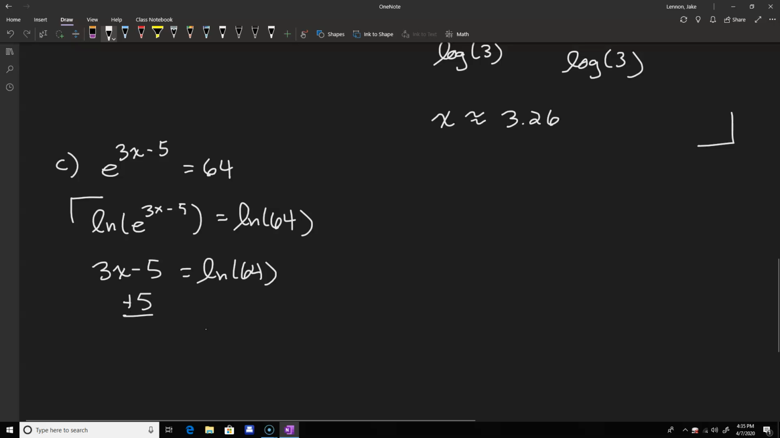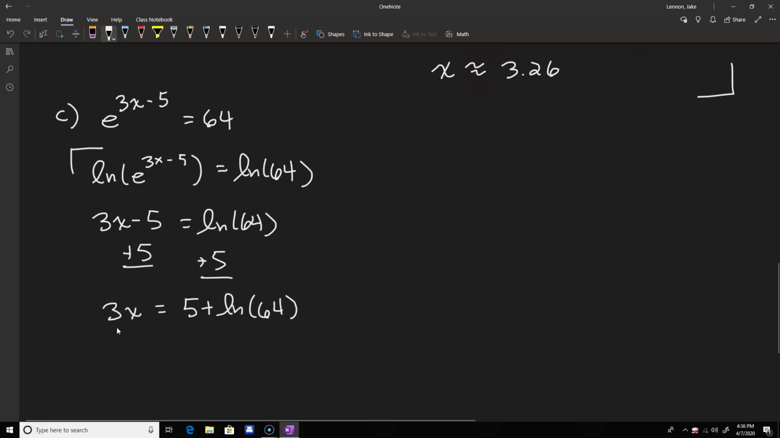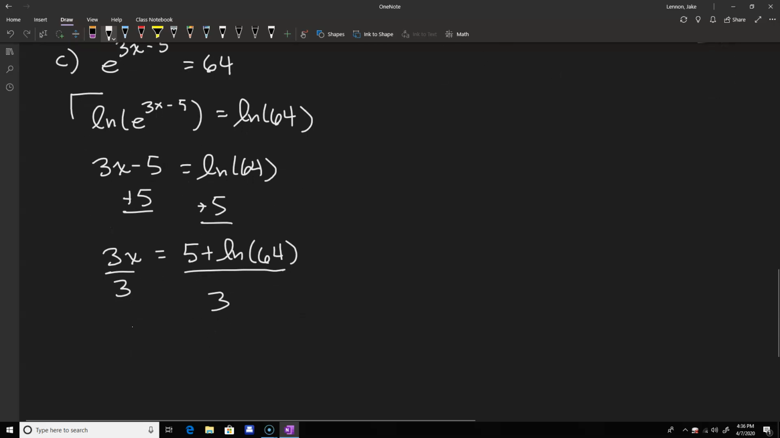First, adding 5 to both sides. So we have 3x equals 5 plus the natural log of 64. And then once we've done that, we can divide both sides by 3. So we're left with x is 5 plus the natural log of 64 over 3, which we can do in our calculator. And that should come out to about 3.05.